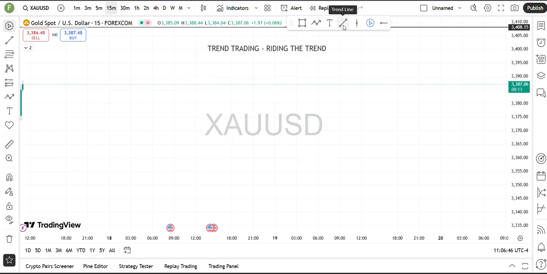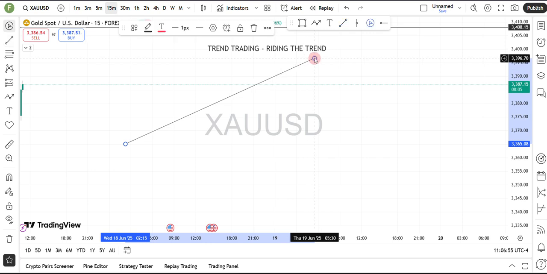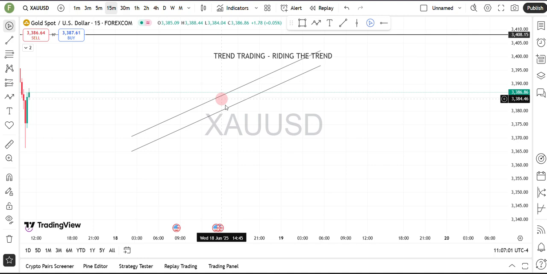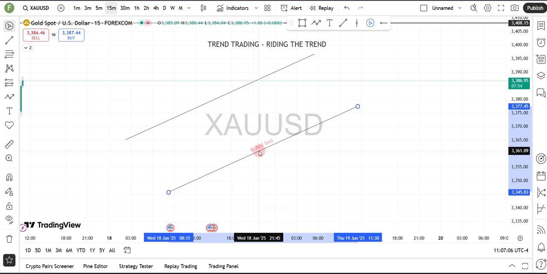All you have to do is find a channel where price is respecting a particular trend line. I'm going to duplicate this trend line, so let me clone it. For the teaching, just observe what I'm going to show you.